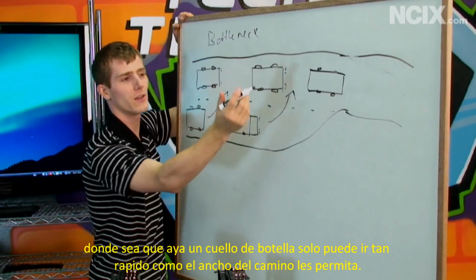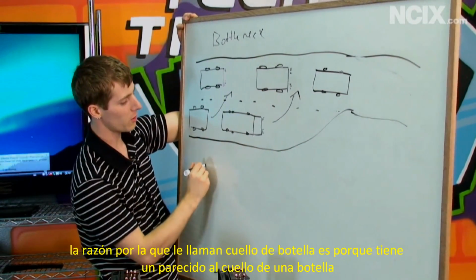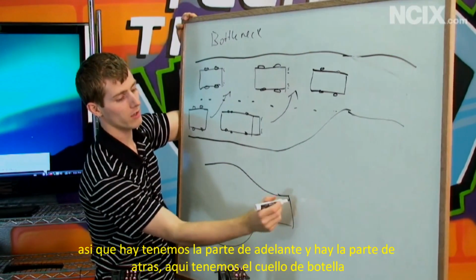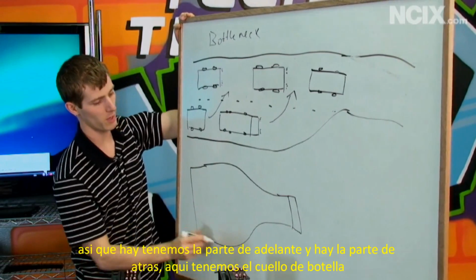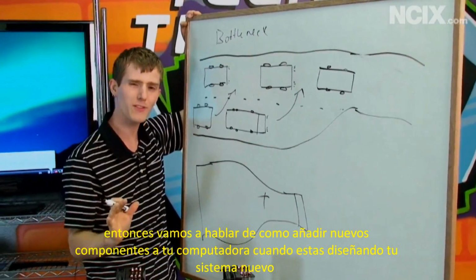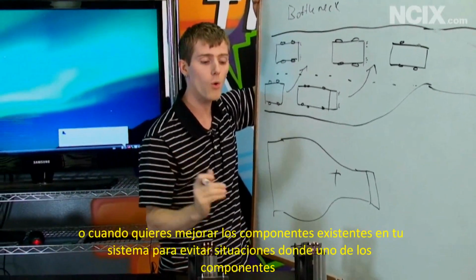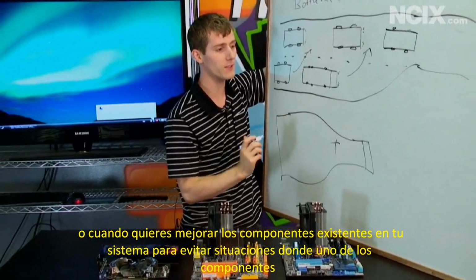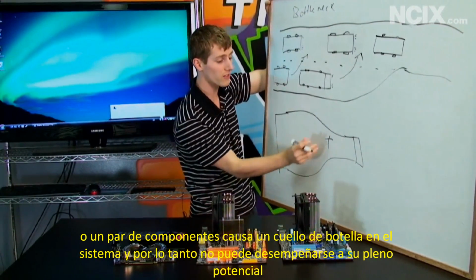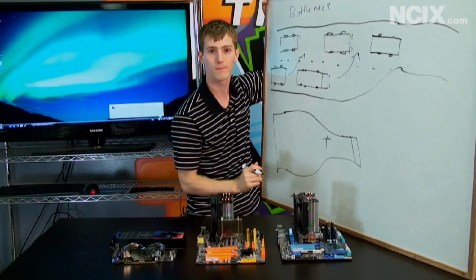Whenever there's a bottleneck, it can only go as fast as the narrowest part of the road. The reason it's called a bottleneck is because it looks an awful lot like the neck of a bottle. So that's my cork on the top, that's the bottom of the bottle. Here is your bottleneck. Now, we're going to talk about how this applies to computer components when you're designing a new system or when you're upgrading your existing system, to avoid situations where one component or a couple of components cause a bottleneck where the system can't perform to its full potential.